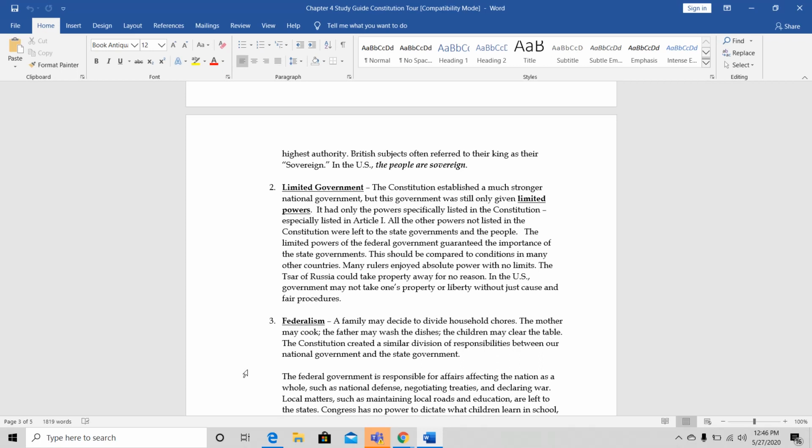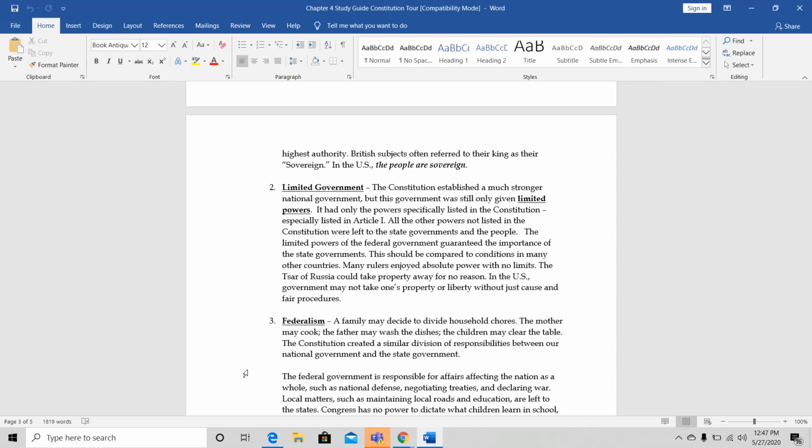Okay. The next one we have is federalism. Federalism is just the dividing of power between the federal government and the state government. When you're thinking about what belongs to the federal government, issues that affect the nation as a whole belong to the federal government. On the other hand, if they're just affecting a specific state, they go to the states.